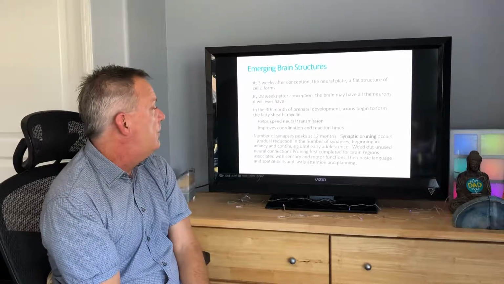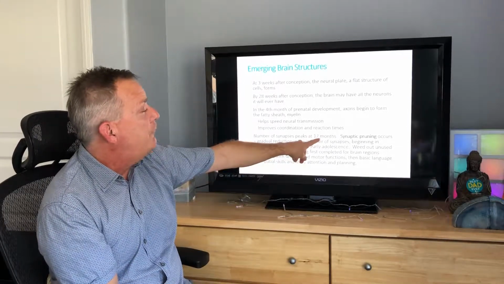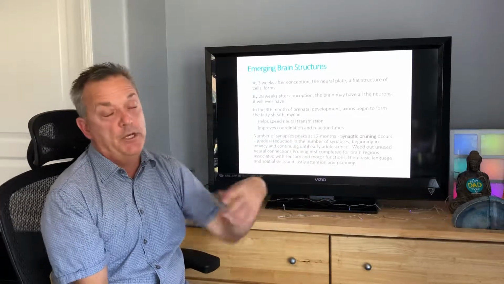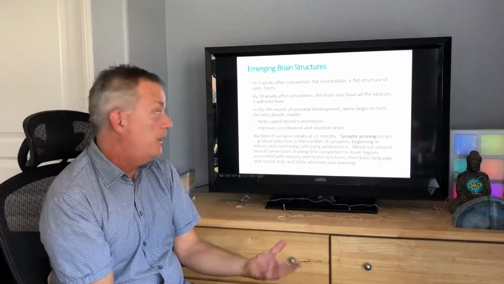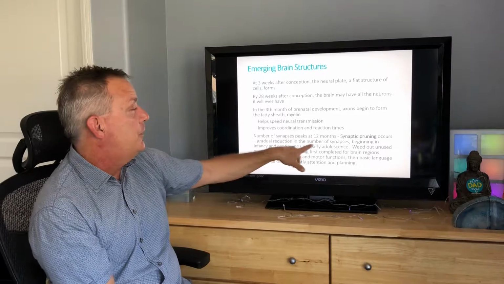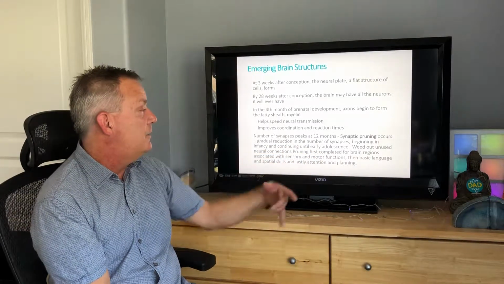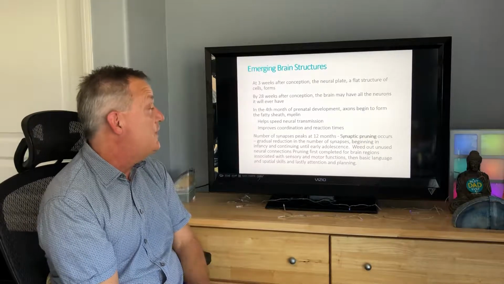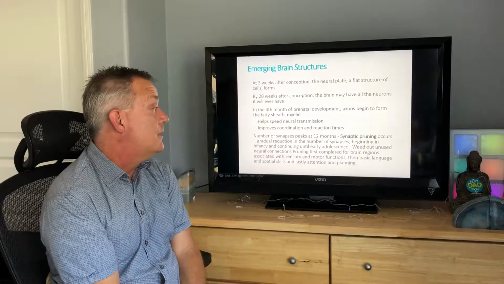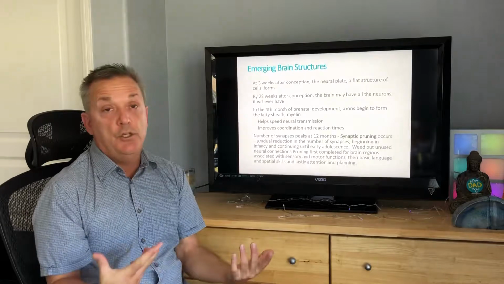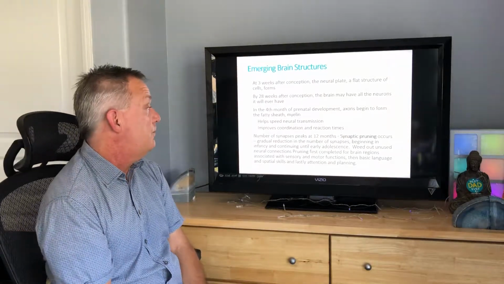And the number of synapses peaks at about 12 months, and then the brain goes through a process of synaptic pruning, the gradual reduction in the number of synapses, beginning in infancy and continuing until adolescence. And it basically weeds out unused neural connections.